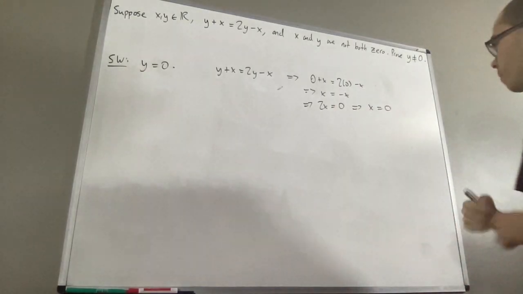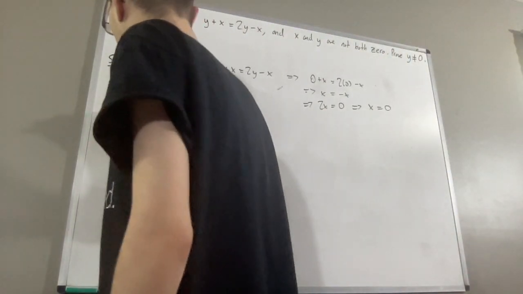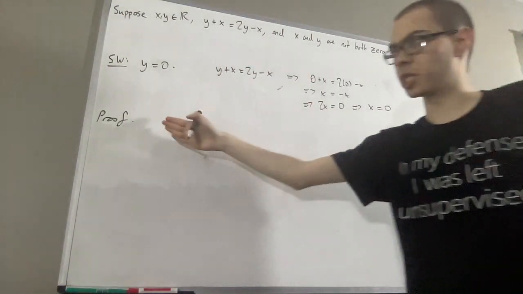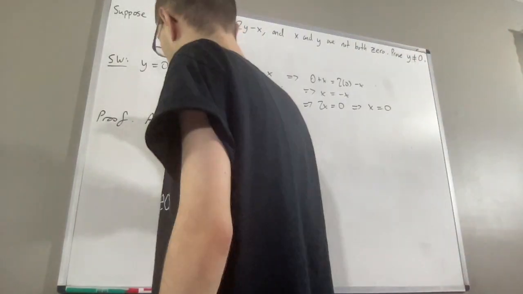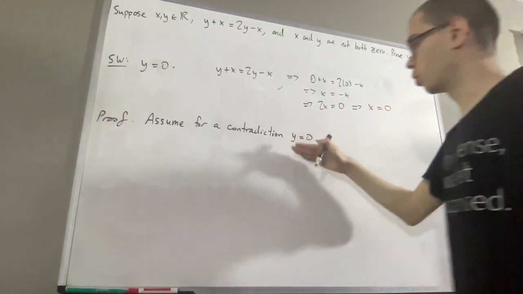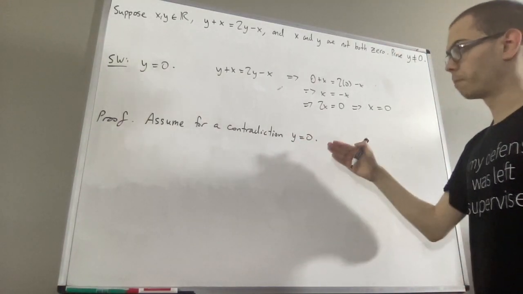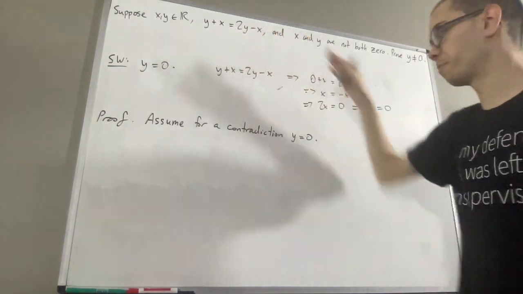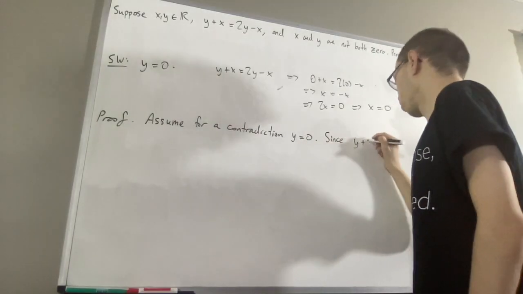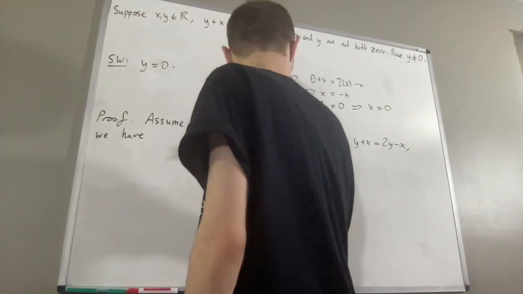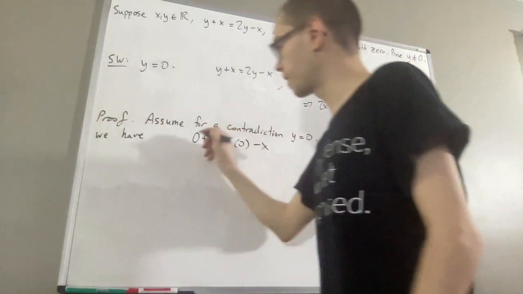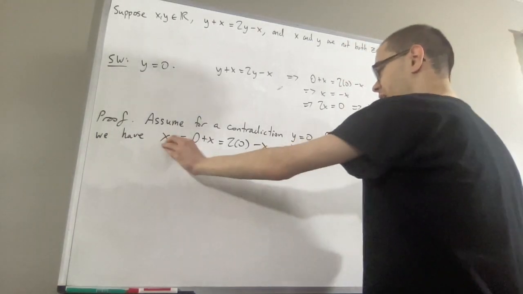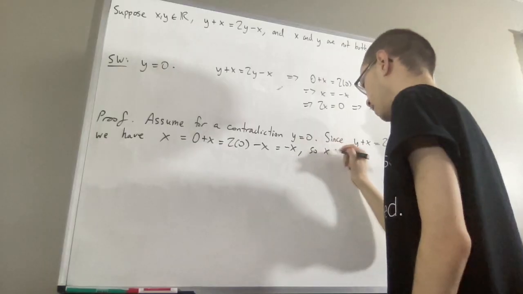So we're ready to write up the proof. The proof is proof by contradiction. We will write out, assume for a contradiction, y is equal to 0. And from here, we will reach a contradiction. So, let's start out. Since this equation is true, we were able to substitute y for 0, because y is equal to 0. So we get this, but the left-hand side is just x, the right-hand side is just negative x. So we have x equal to negative x. I'm just going to write x equals negative x.